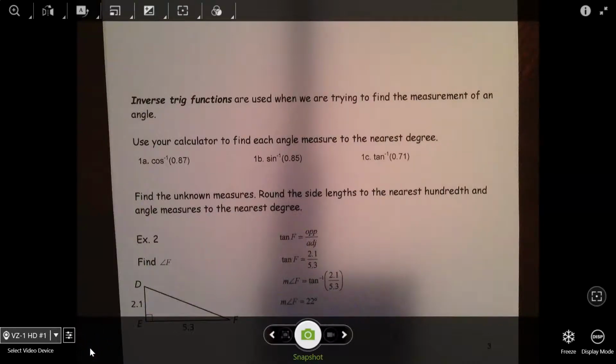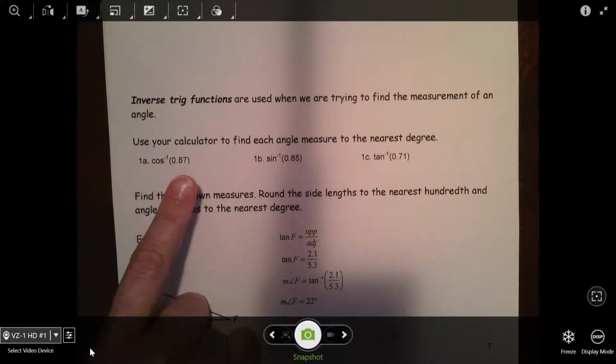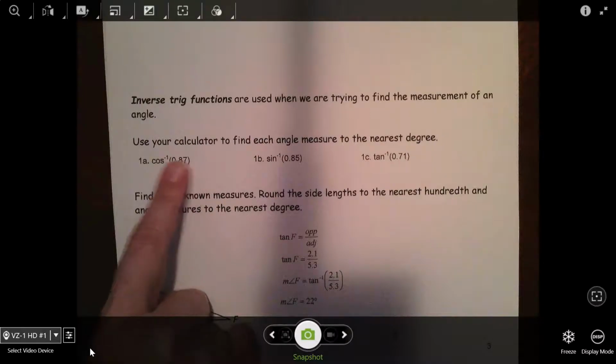Okay, so now we're going to look at the inverse trig functions. You can see right here it has the cosine with the little -1 by it. That means inverse cosine. Before, we would find the cosine of, like, 30 degrees. Now we have the ratio right here. This would be if I took the adjacent side divided by the hypotenuse. This is what the ratio would be.